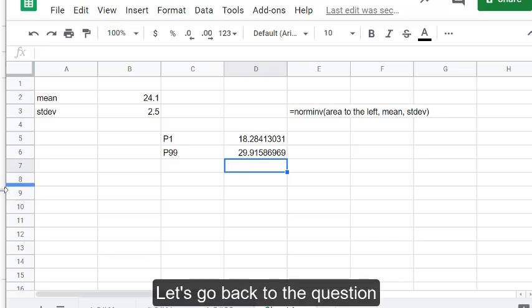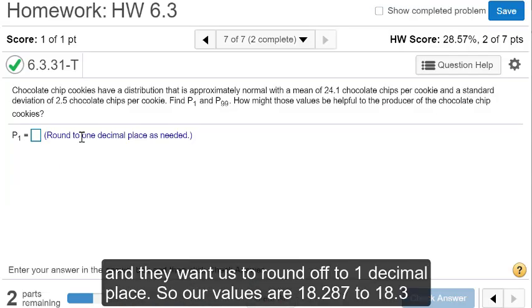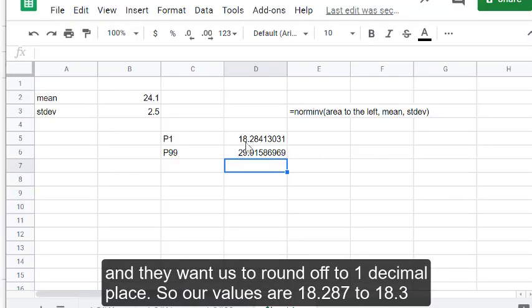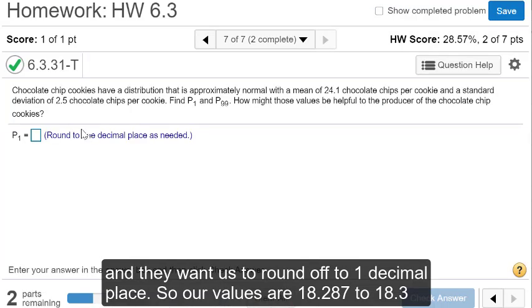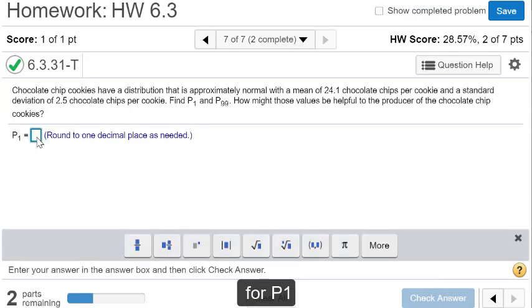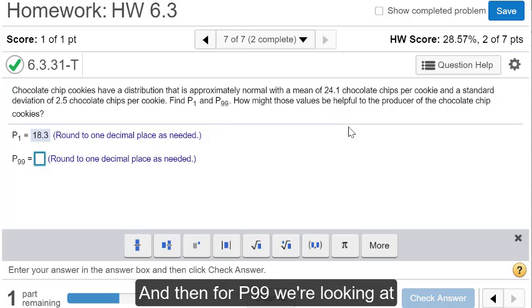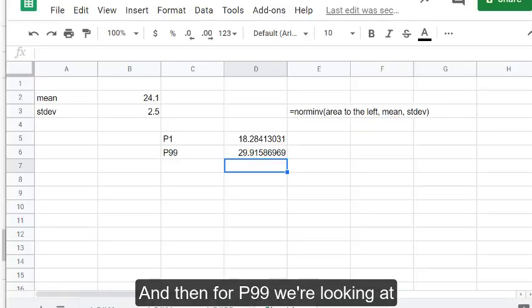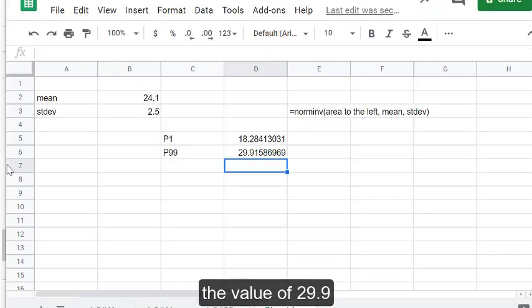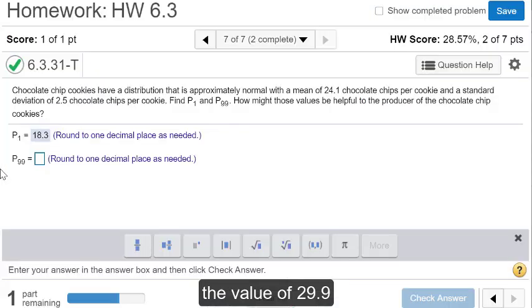Let's go back to the question, and they want us to round off to 1 decimal place. So our values are 18.28, so that's 18.3 for P1. And then for P99, we are looking at a value of 29.9.